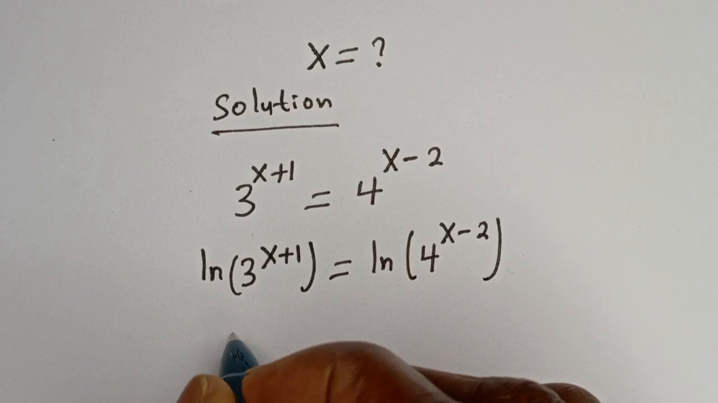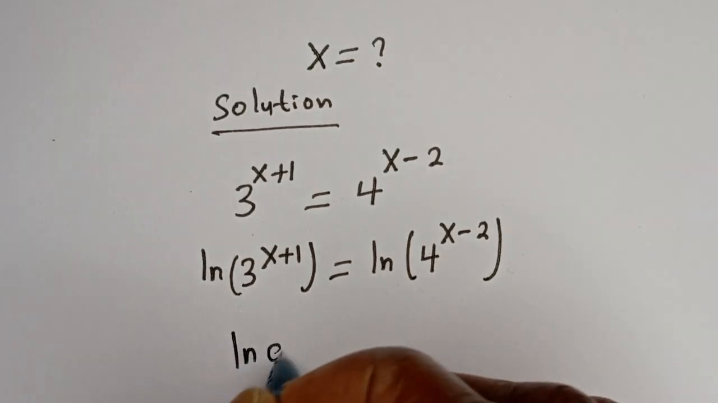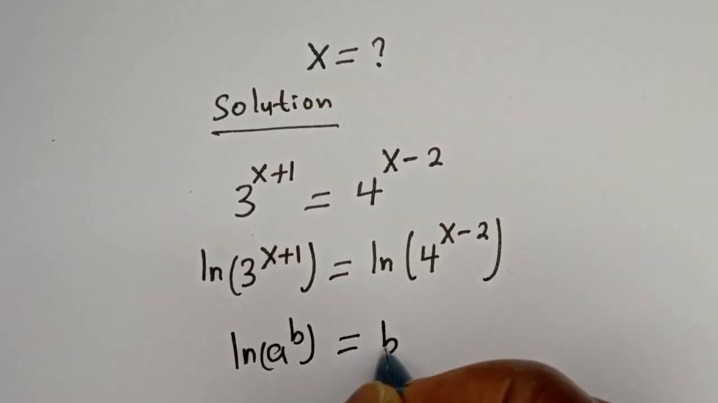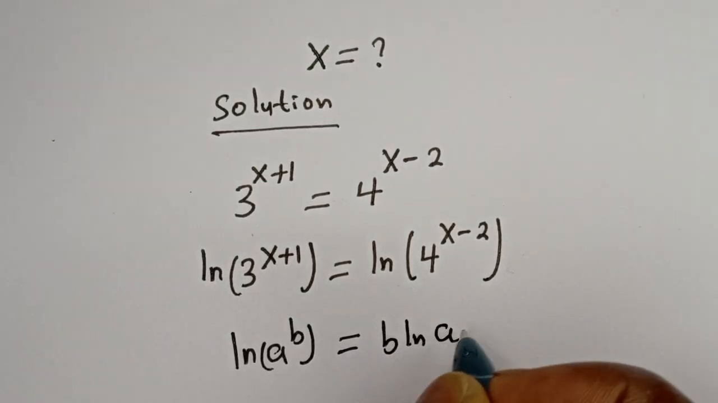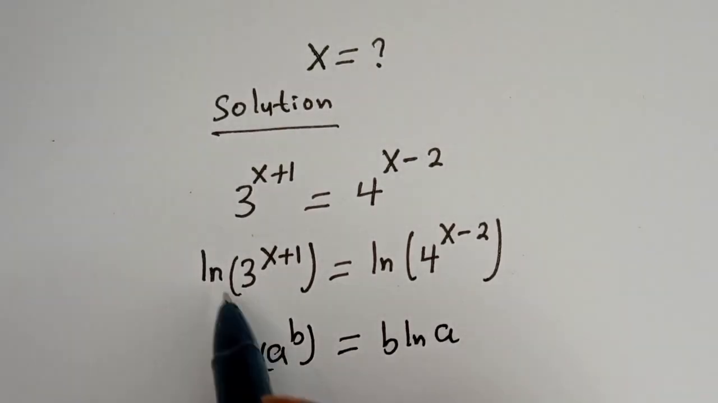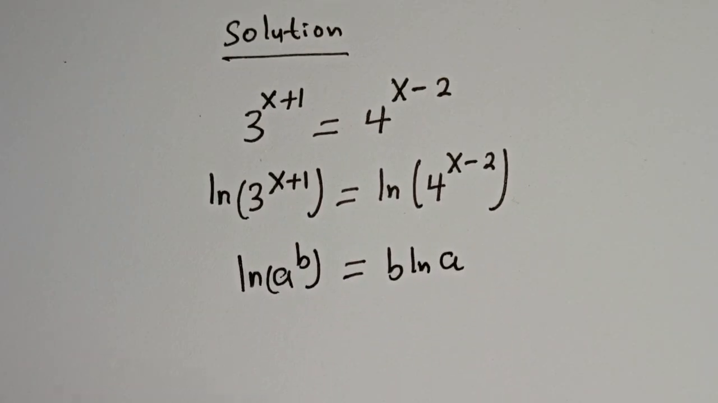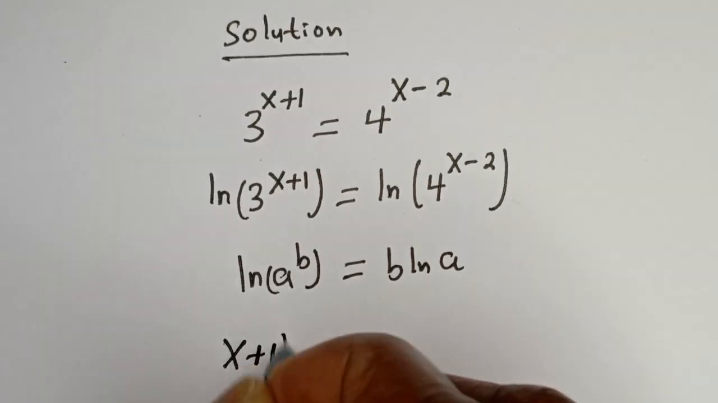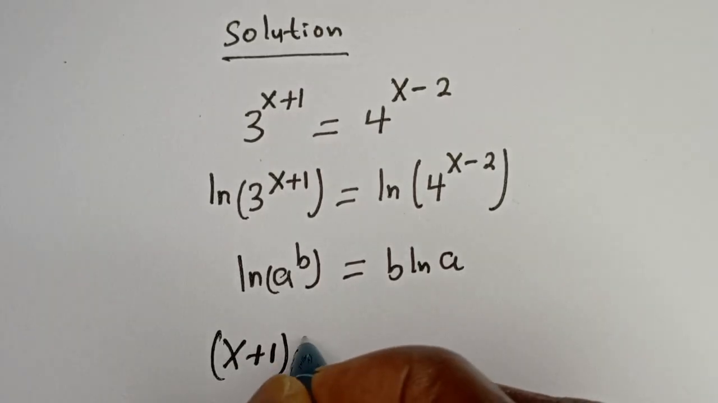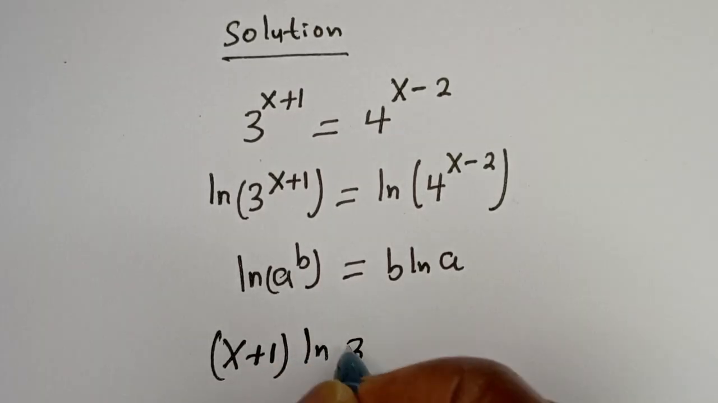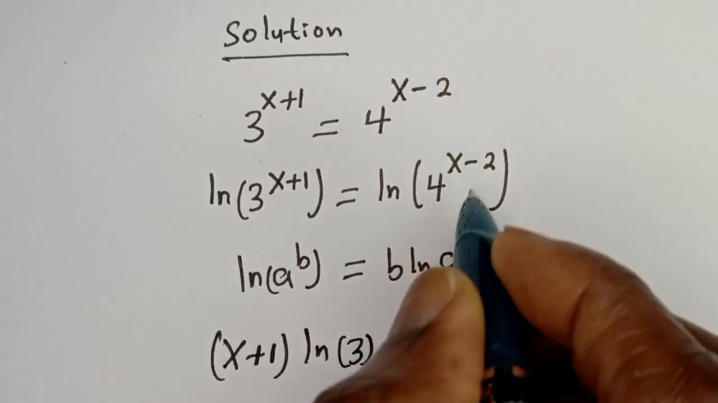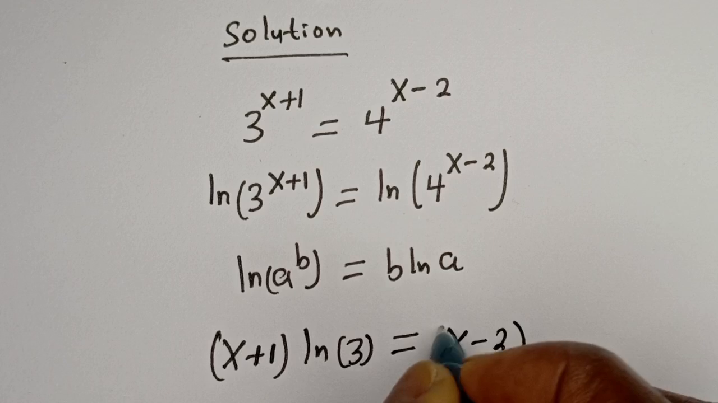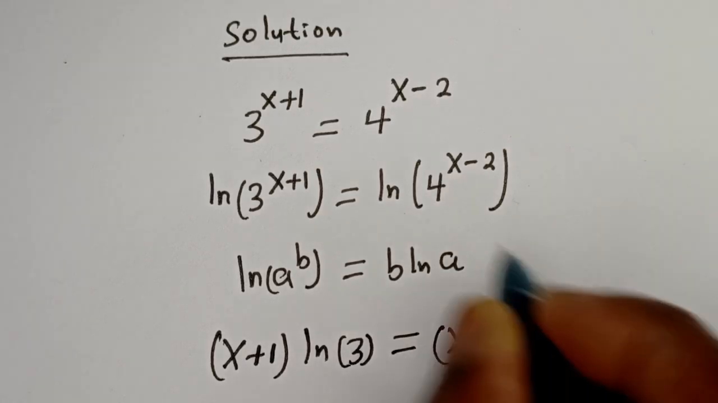That is, if you have ln of a to the power of b, this is equal to b ln of a. Then this can be written as (x plus 1) bracket ln of 3 is equal to (x minus 2) bracket ln of 4.